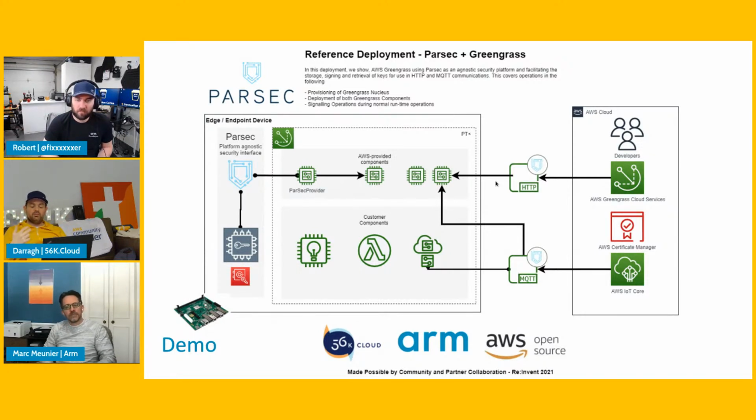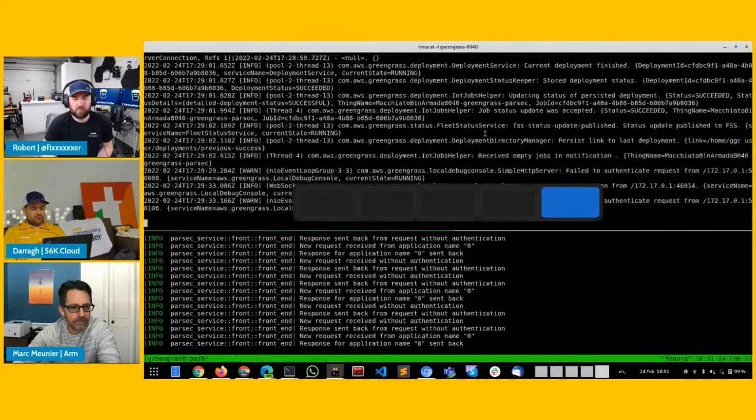And then we'll do a deployment. In that deployment, when there's HTTP and MQTT activity, you'll actually see the service call back to PARSEC to encrypt those transactions. So you'll see that. So I'll move over to the demo.